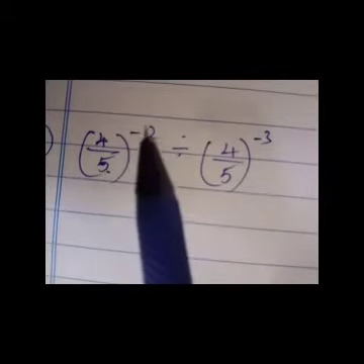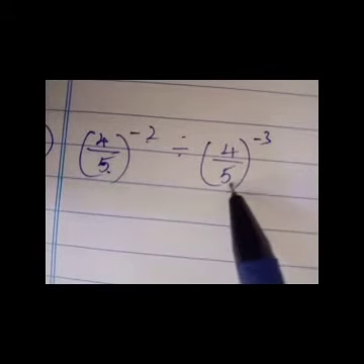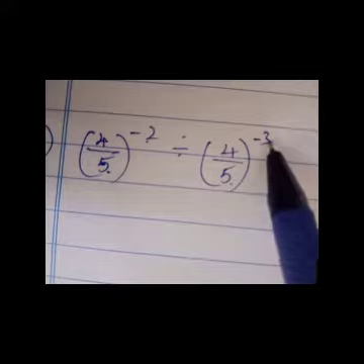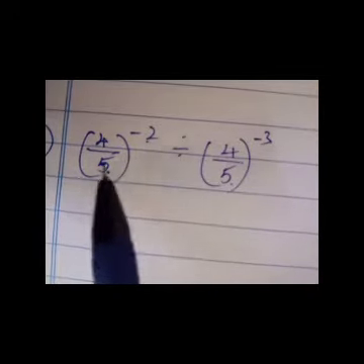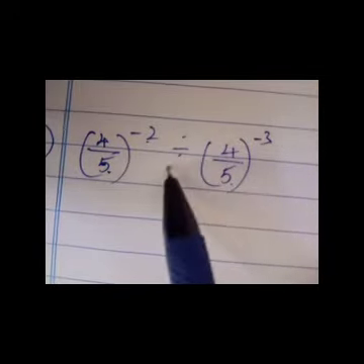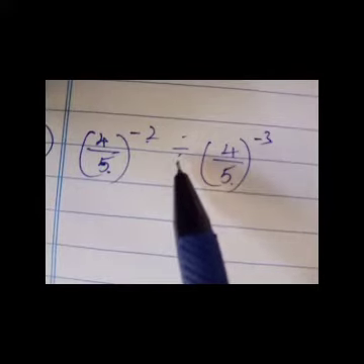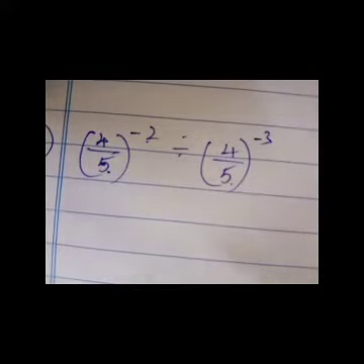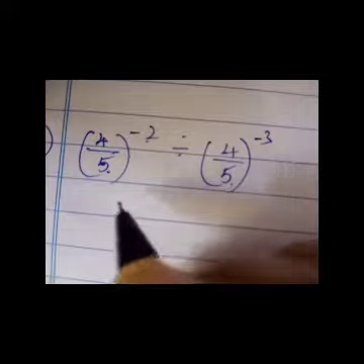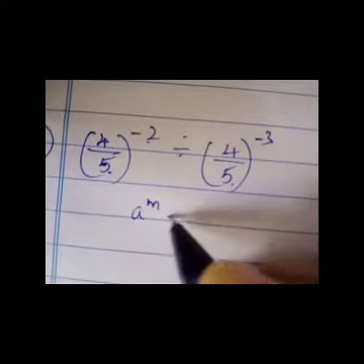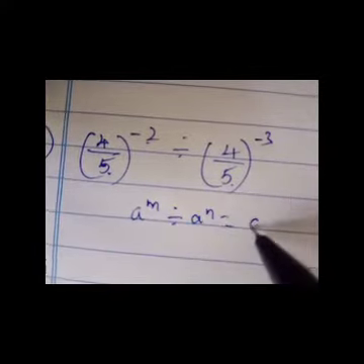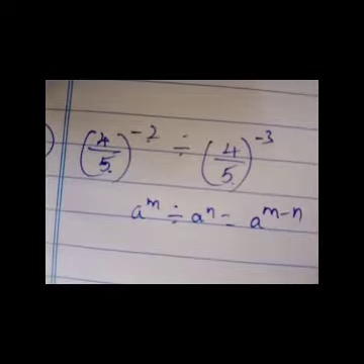Now your next question is (4/5)^-2 divided by (4/5)^-3. Here the bases are the same and in between the quotient, that is the division symbol, is there. So what is the rule? Quotient rule: a^m divided by a^n is equal to a^(m-n).